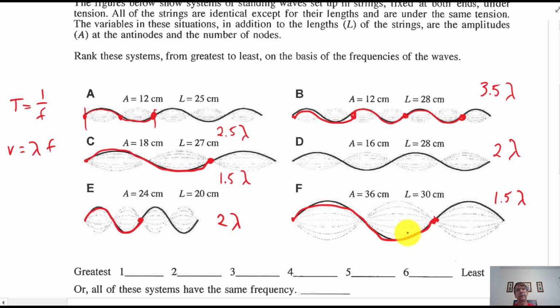This is what musical stringed instruments do. They vibrate like this, plus they have a lot of these things all mixed together at one time. That accounts for what's called the timbre of the sound.